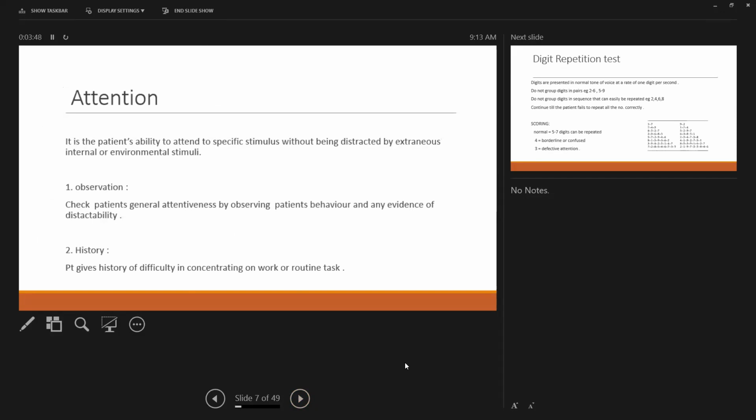Now for attention. Attention is the ability to attend to a specific stimulus without being distracted by extraneous, internal, or environmental stimuli. To check attention, first observation: observe the patient. Check the patient's general attentiveness by observing the patient's behavior and any evidence of distractibility. Then history: a patient himself will sometimes give a history of difficulty in concentrating on work or on routine tasks.